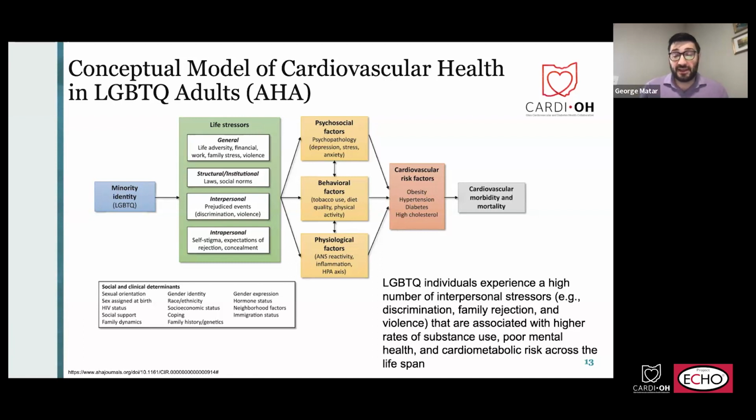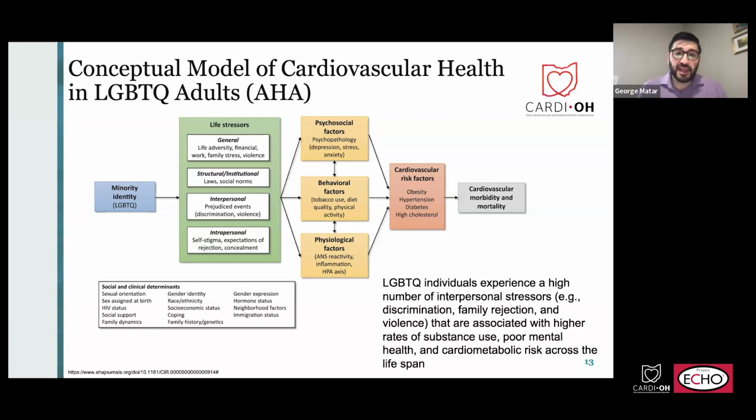Some patients are unable to leave their homes to go visit their providers, so a lot of them receive telehealth care because of that fear of presenting into the office setting. Then interpersonal is that self-stigma, the expectations of being rejected that these patients may face. So all of these different life stressors contribute towards those cardiovascular risk factors these patients face.